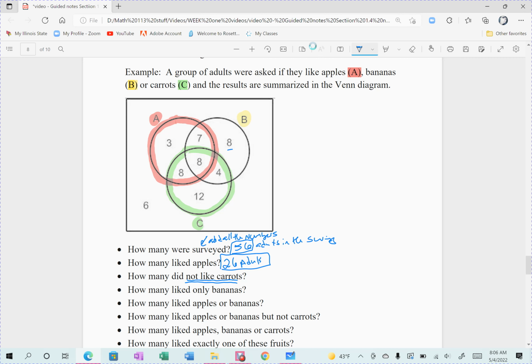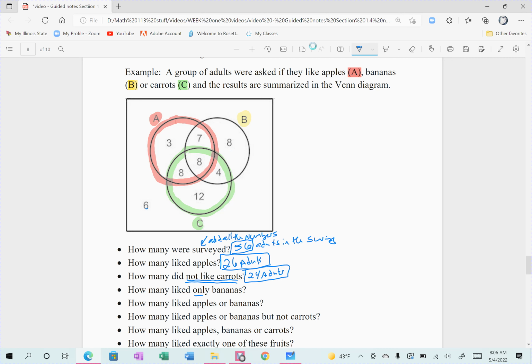All right, and again, the biggest one students will forget sometimes is these 6. Remember, these 6 out here don't like anything. So they should be a part of they do not like carrots. And then the guys up here, they like apples, bananas, but they don't like carrots. So again, 6, 3, 7, and 8. So when you add up your 6, your 3, your 7, and 8, that comes out to be 24 adults in the survey. So 24 of the 56 people from the survey do not like carrots.